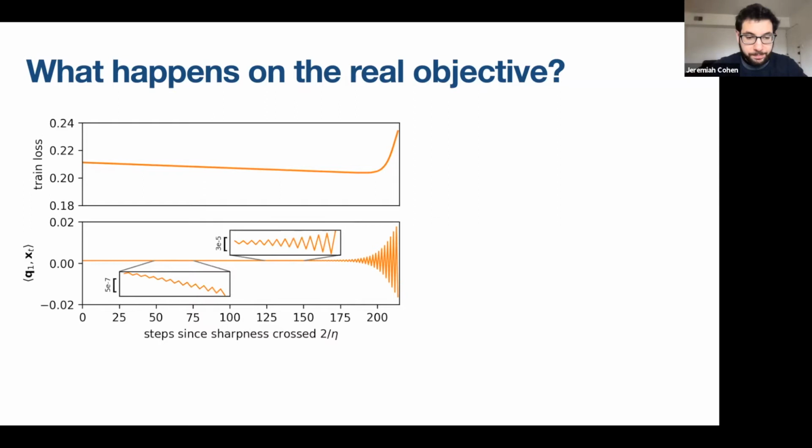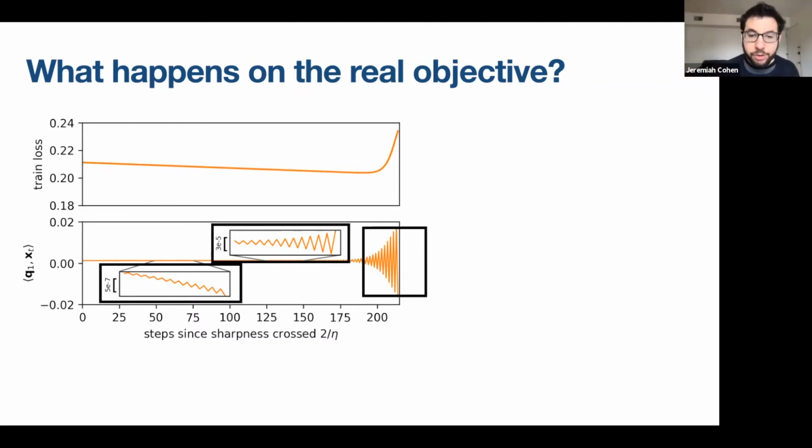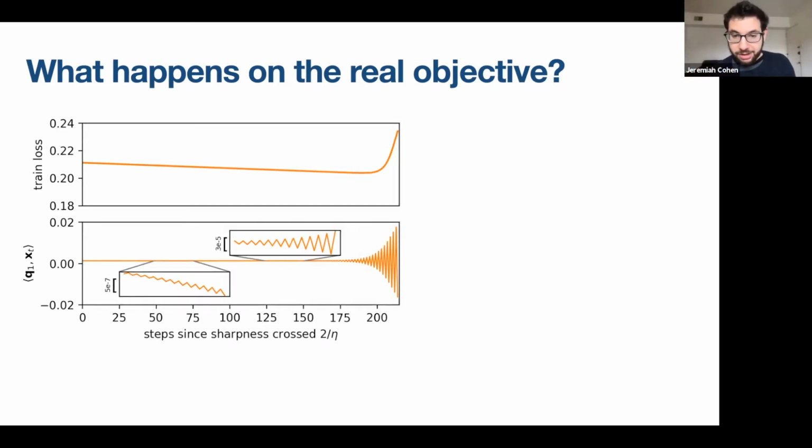You can see that starting several steps after the sharpness crosses that threshold, the iterate starts to oscillate with ever increasing magnitude along the direction Q1. So we start to oscillate, and those oscillations grow in size. Note the changing y-axis scale. They grow in size until they get big enough that they cause a spike in the overall train loss. So at this point, it looks like we're about to diverge. On a quadratic, we would diverge, and it looks like we're about to diverge on the real neural net training objective. And so at this point, it's anybody's guess what happens next, basically.